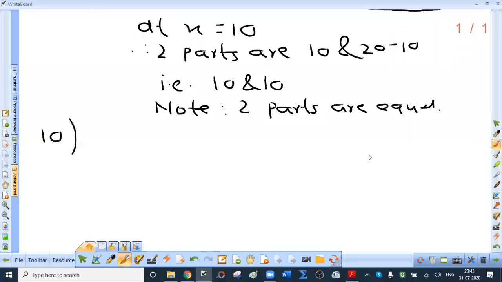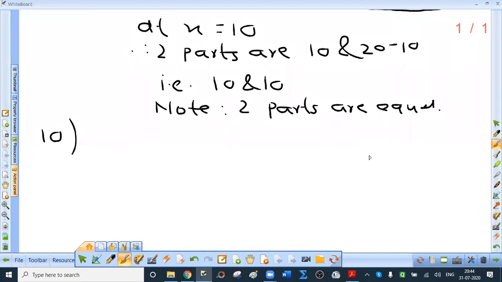Now sum number 10. A wire of length 36 meter is bent in the form of a rectangle. Find its dimensions if the area of the rectangle is maximum. Okay. So write down solution.